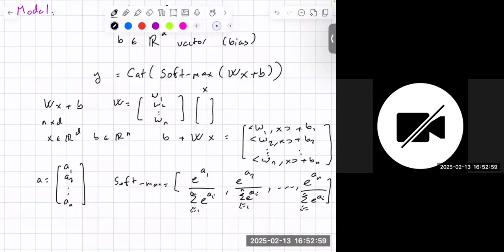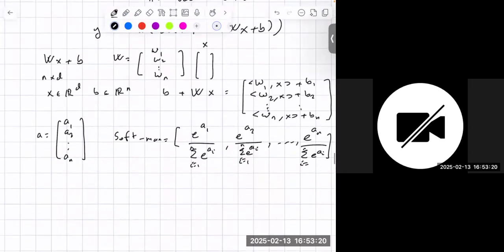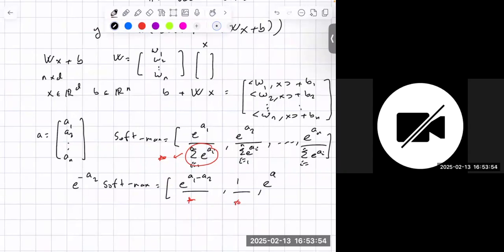Since I'm trying to compare all these coordinates, I can pick one of them and turn that coordinate into literally 1. How would that be? Let's say somebody's favorite number is 2. Take this vector and multiply every coordinate by e to the negative a2. Take that softmax thing, multiply with this. What you're going to get is e to the a1 minus a2 divided by the whole sum. Let me give a name to the whole sum, just not to write this over and over again. Let's call this star. Here is your star, and then 1 over star, and then e to the a3 minus a2 divided by the same star. You see how this is going to go.